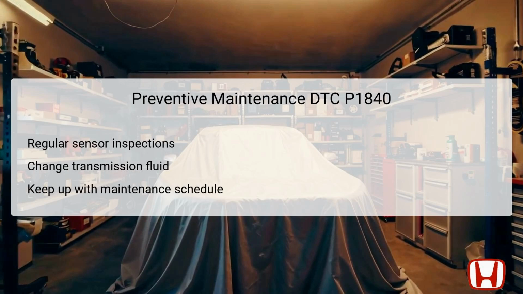Preventive maintenance is essential to ensure the longevity and reliable operation of the CVT system. Regular inspections of the CVT speed sensor can help identify potential issues before they escalate into significant problems, such as the P1840 code. Alongside this, changing the transmission fluid at recommended intervals is necessary to minimize wear and buildup of contaminants that could impair sensor function.